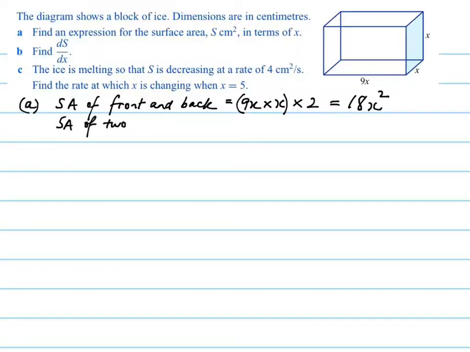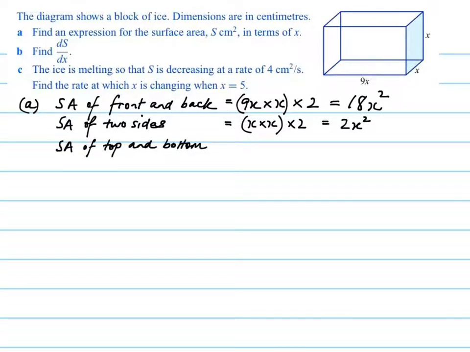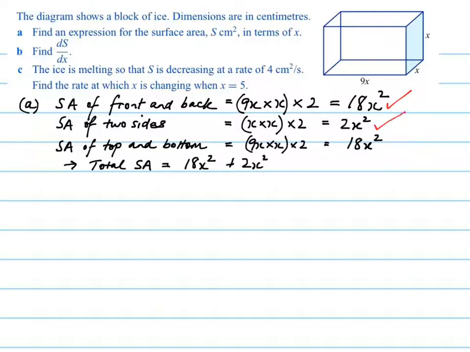Now let's do the surface area of the 2 sides. What's that going to be? x times x is one side, times 2 gets you the 2 sides, and that comes to 2x squared. Now, the surface area of the top and the bottom. That's 9x times x for one of them, times 2, and that gets us 18x squared. Do you agree with me? Therefore, the total surface area is 18x squared, plus another 2x squared, plus another 18x squared, and that adds up to 38x squared.